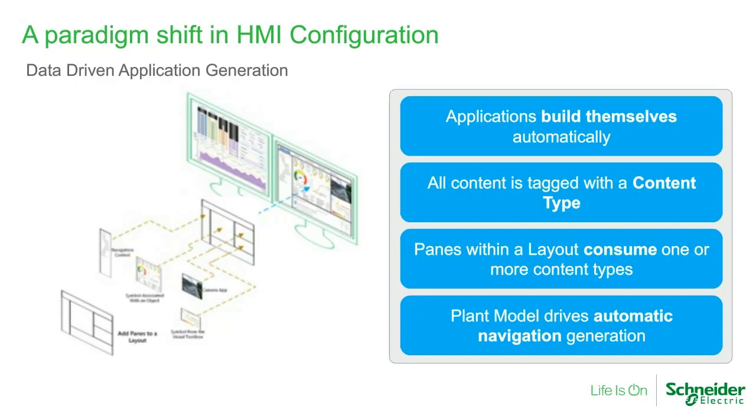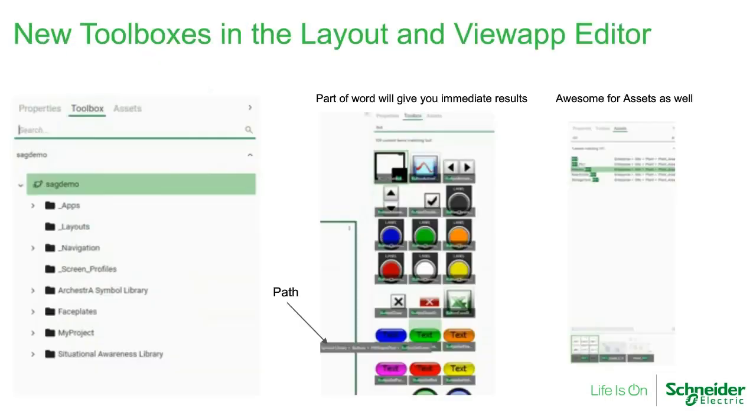Now what if you don't want to use the ArchestrA model? You can build your own model within that system as well. You can build your own hierarchy and associate your assets or your graphics with that hierarchy, and then the hierarchy just brings up the graphics. But by default, you can just use the model that you currently have within System Platform.